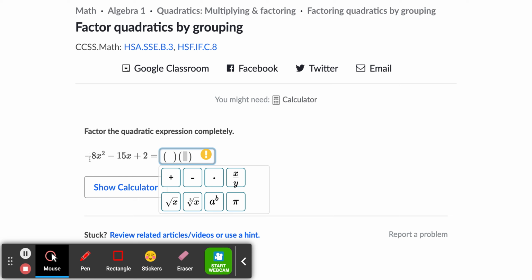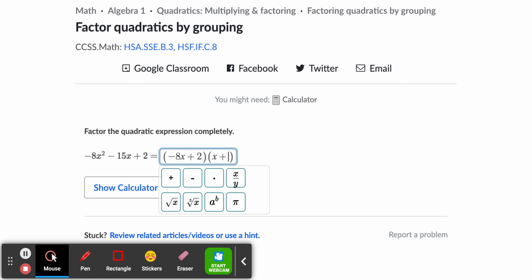If you look at this first term, the negative 8x squared, the first terms in each binomial could be a variation of a number of factors. You could have negative 8x times x. You could have negative 4x times 2x. You could have a negative 2x times a 4x, negative x times 8x, right? So there's a bunch of combos. And at the same point, when you take the two numbers at the end, you only have two combos. You can have 1 and 2 here, or you can have 2 and 1. So basically there's a lot of guessing and checking that you could do.